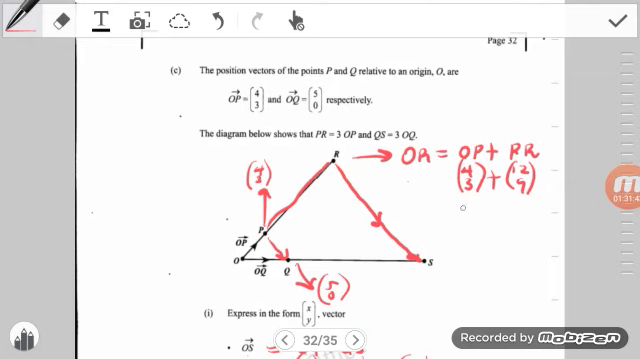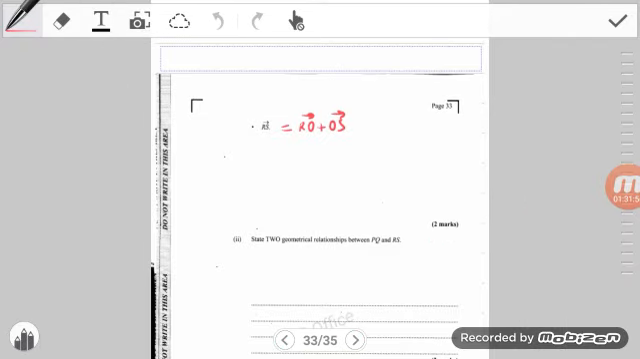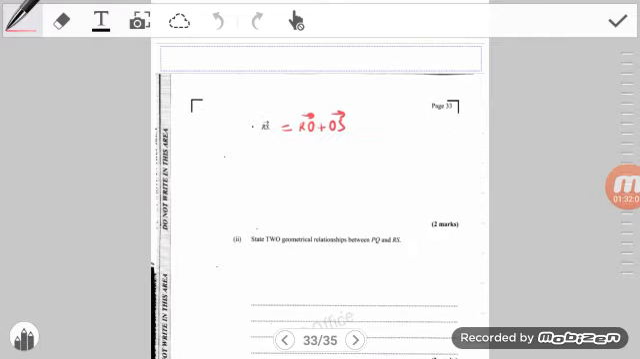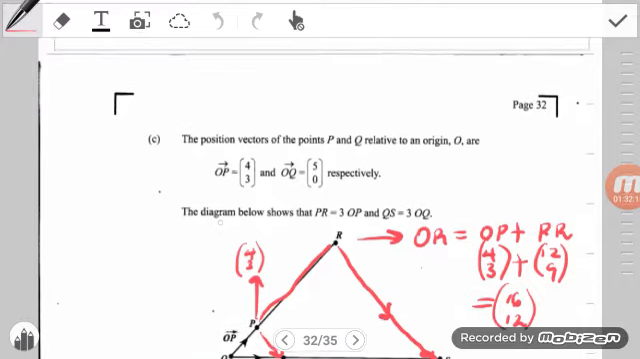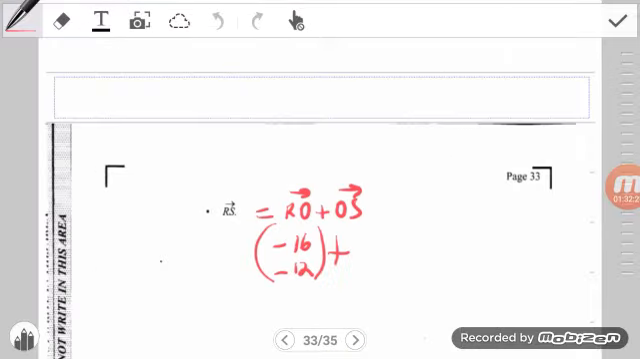That's the vector OR. But we're not looking for the vector OR, we're looking for the vector RO, which is the inverse of OR. So that's going to be -16, -12. And then OS is just what we already know. Do we have OS? We had worked it out here. OS, we had worked it out to be 20, 0. So if we work that out, we're going to get an answer of 4, -12. And that's the result of the vector RS.